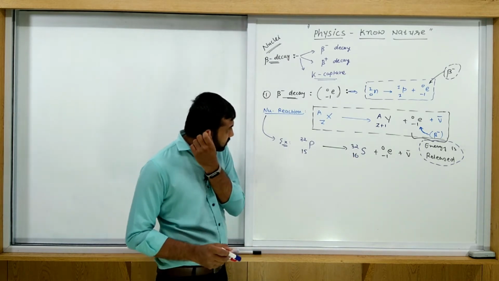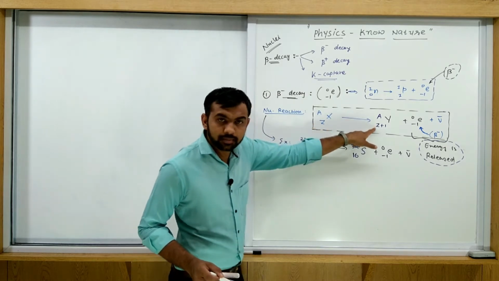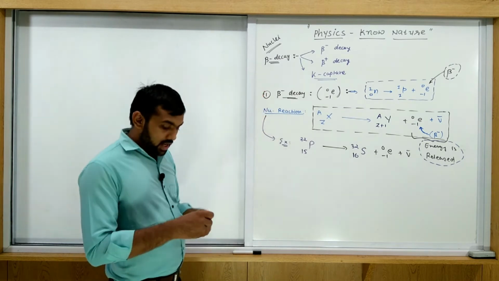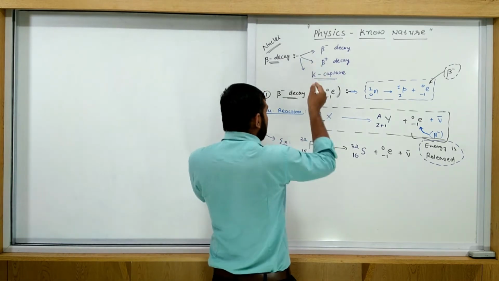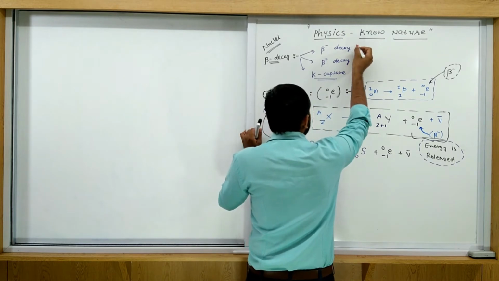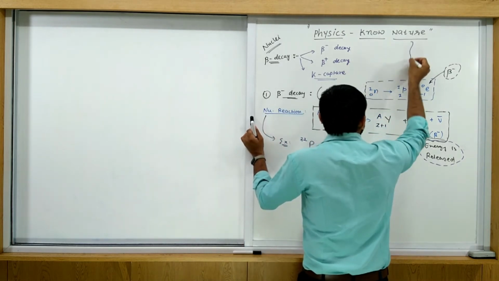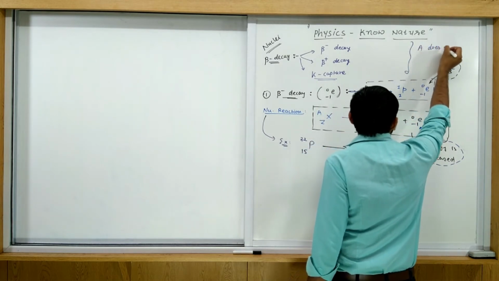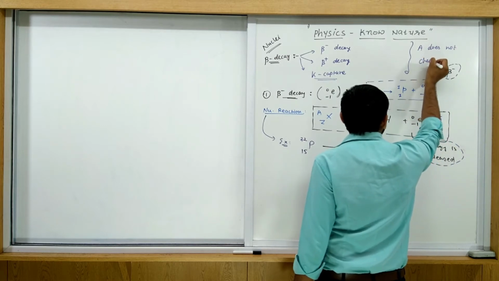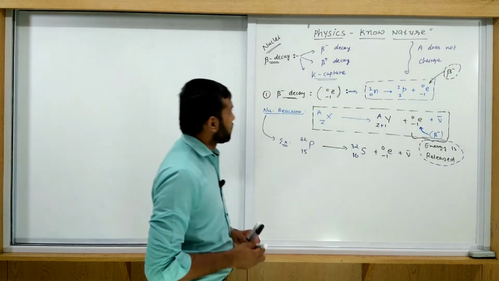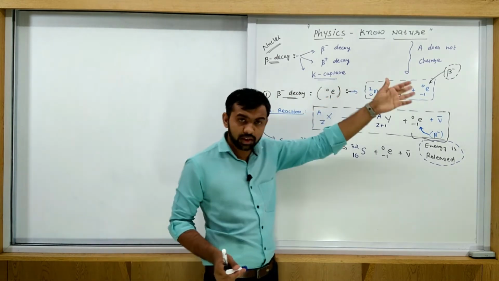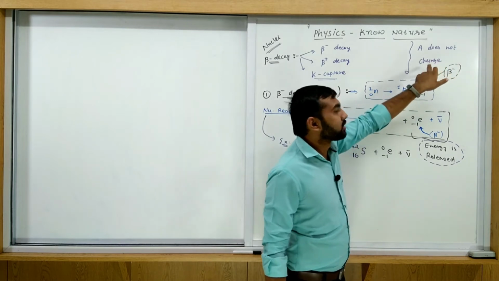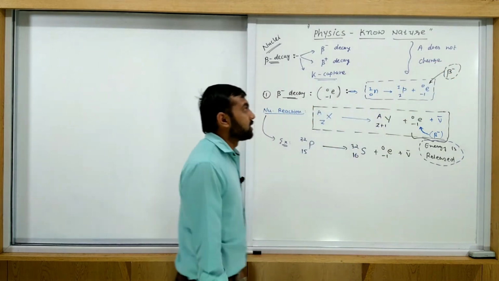So what is the conclusion of this? See, here Z is changed but A does not. So in case of beta decay, A always remains the same in any type of beta decay. Let's say this is a note for all of you: A does not change. In the second case we get the same result, don't worry, when we discuss it. A does not change.